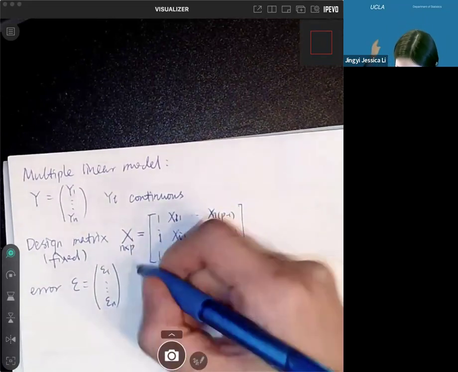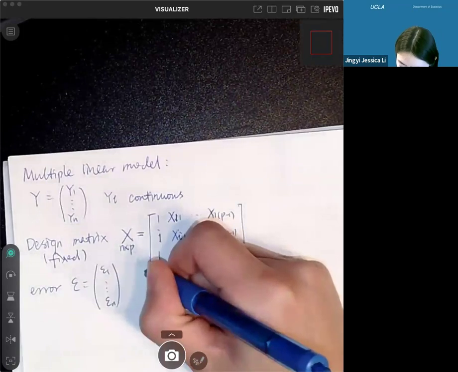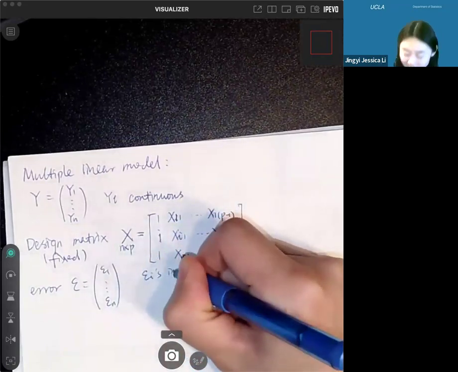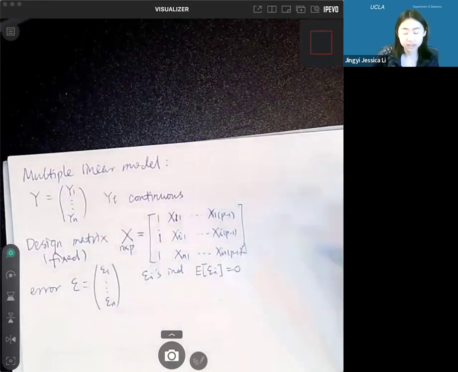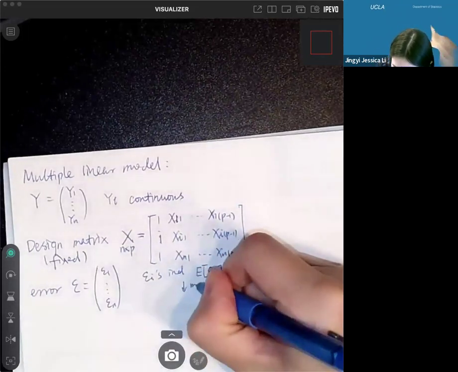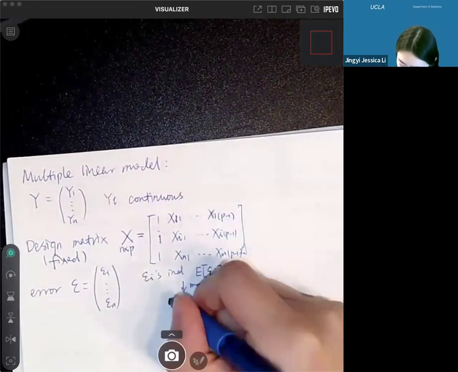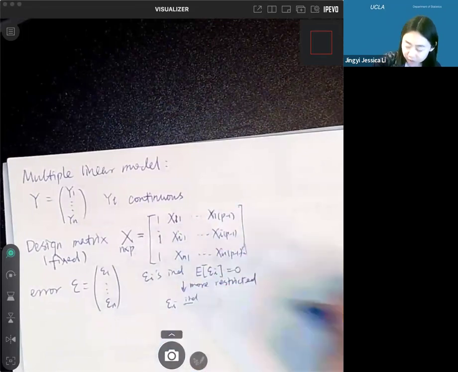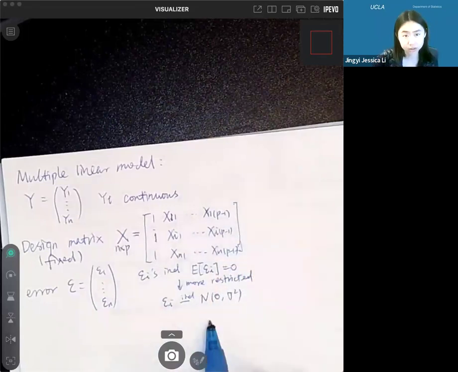So the common assumptions, we can go from the less restricted to the more restricted, right? The less restricted one is just to assume the epsilon i's are independent and each epsilon i has mean zero. This is the less restricted assumption. But if we want to go to more restricted, meaning you assume more, we assume epsilon i's to be IID following a normal distribution, mean zero, same variance sigma squared. So this is a stronger assumption.